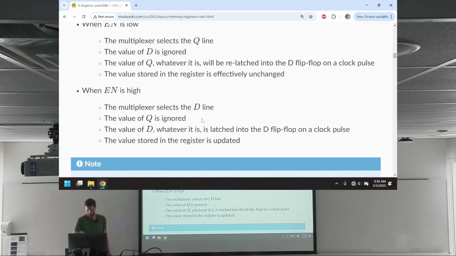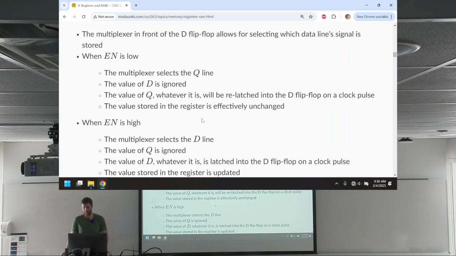When enable is low, the multiplexer selects the Q line. The value of D is ignored. The value of Q, whatever it is, will be relatched into the D flip-flop on a clock pulse. The value stored in the register is effectively unchanged. You overwrite it with itself.